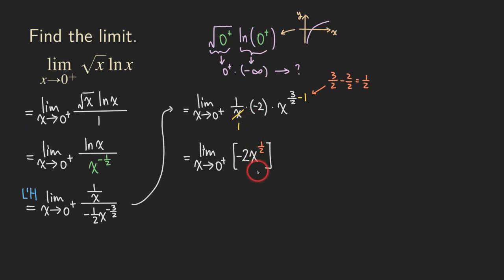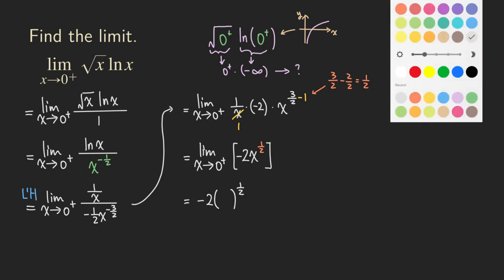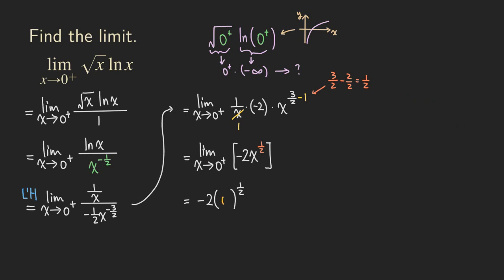Okay, do we still have an indeterminate form? Actually, we don't, right? As you can see here, you can just directly plug in the 0 and then we will get the answer. If you directly plug in the 0, then you are going to get negative 2 times something raised to the 1 half power. What is that something that we are plugging in? That's just the 0 here, right? If you plug that in, you have the final answer, which is just 0. So that's our final answer. Okay, so as x is approaching 0 from the right side, this function is approaching 0.